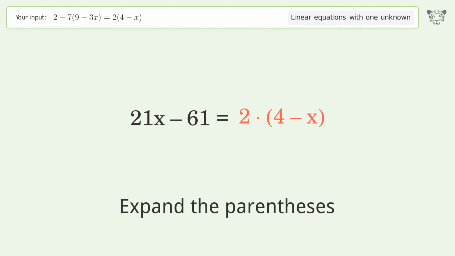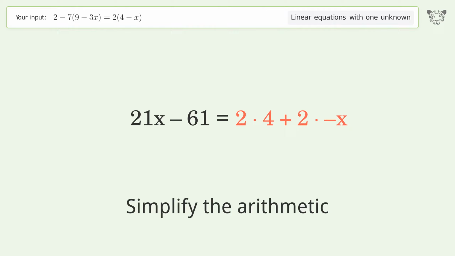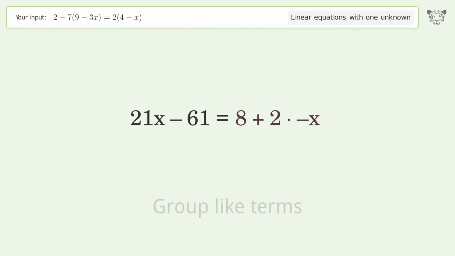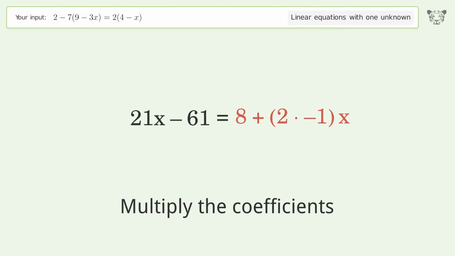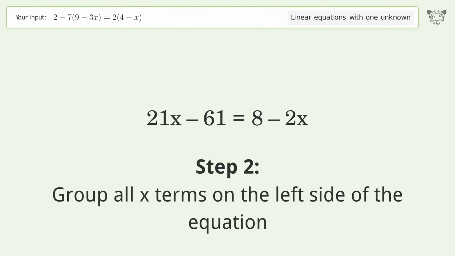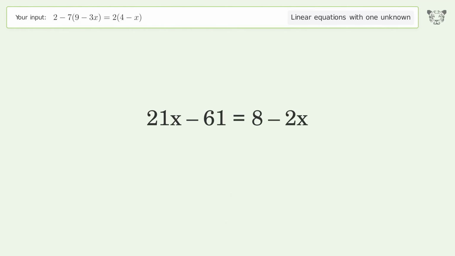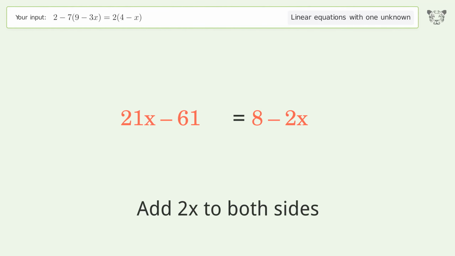Expand the parentheses. Simplify the arithmetic. Group like terms. Multiply the coefficients. Group all x terms on the left side of the equation. Add 2x to both sides.